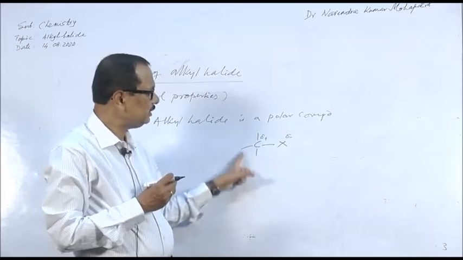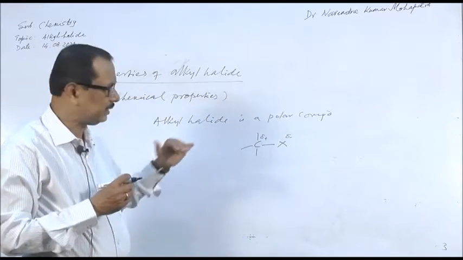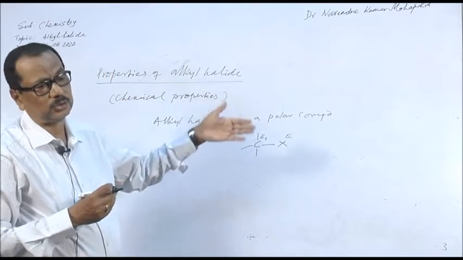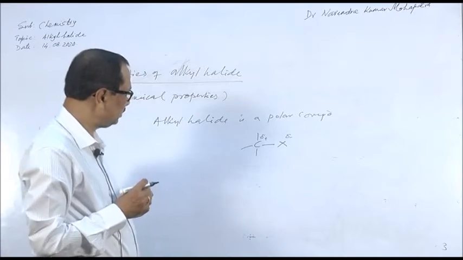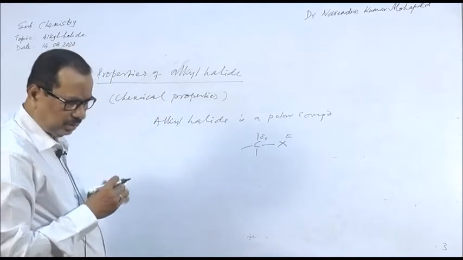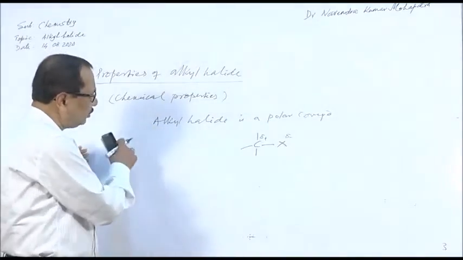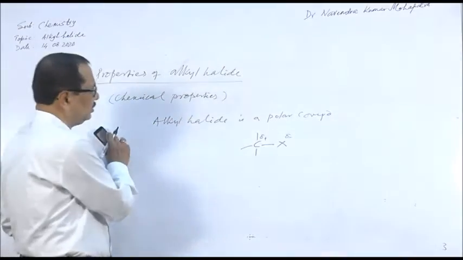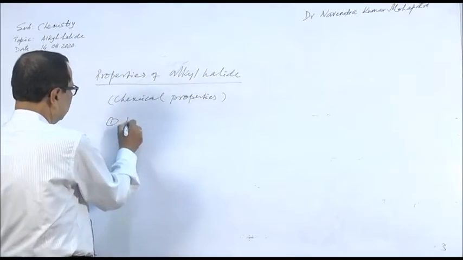That is why alkyl halides are very reactive substances, and they are used to prepare almost all other types of organic compounds by replacing the halogen atom. Most of the reactions of alkyl halides are substitution reactions, elimination reactions, and reduction reactions. There are so many reactions of alkyl halides. The first one is the reduction reaction.